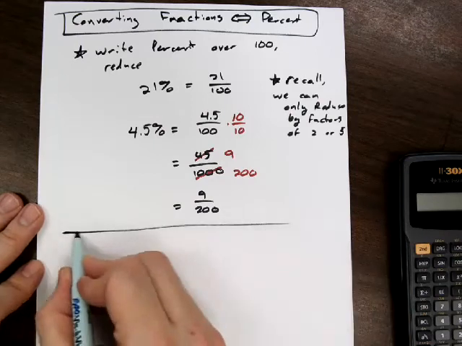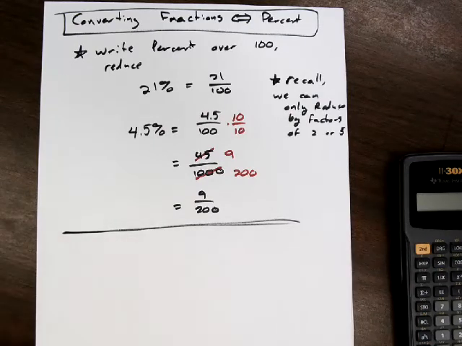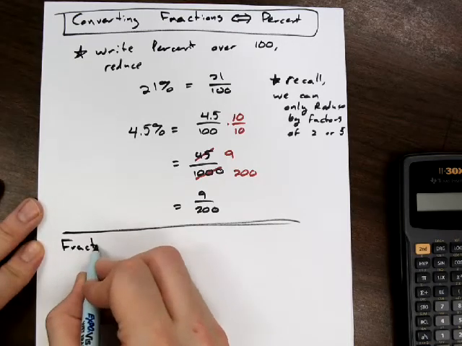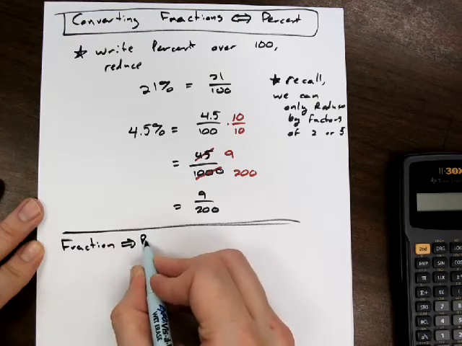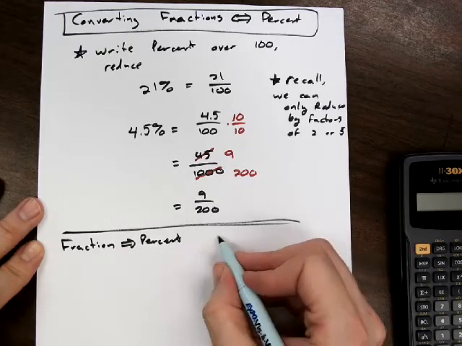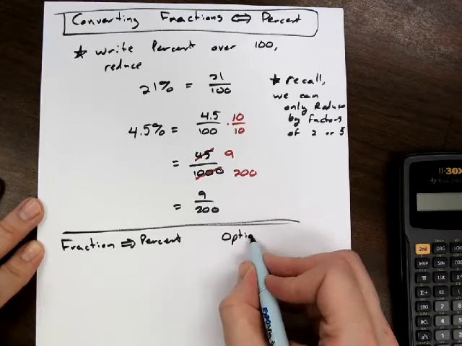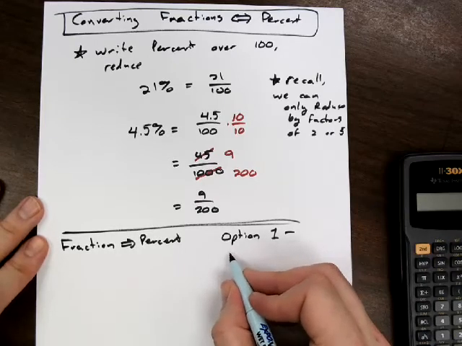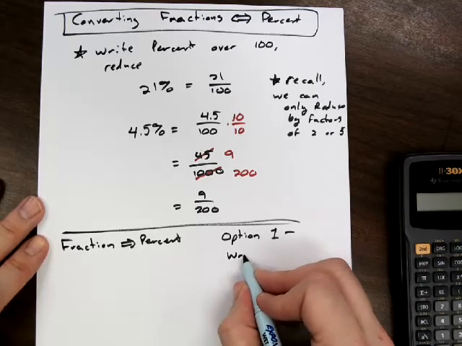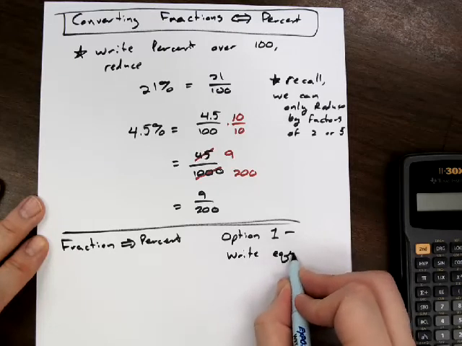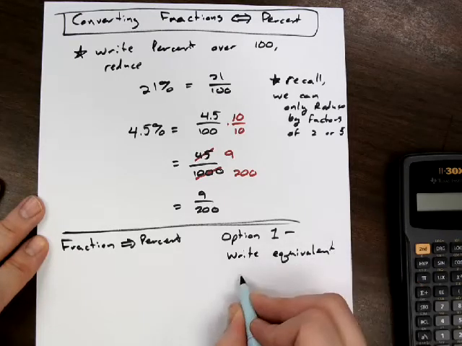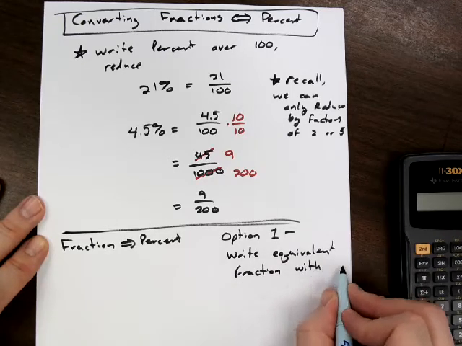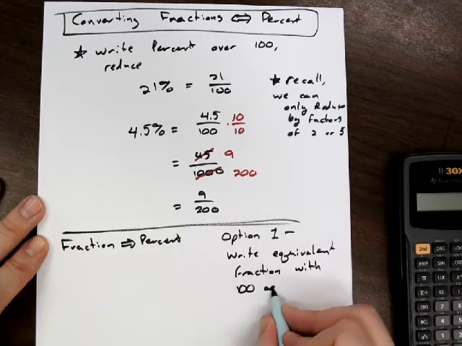Now, we've got two options when we're going from fraction to percent. So, fraction to a percent, let's talk about option 1. And that is, if we can, write an equivalent fraction with 100 as the denominator.